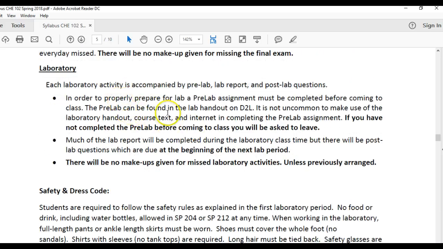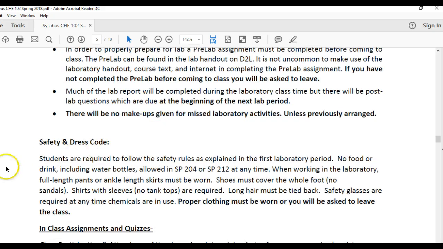Laboratory, there are labs, which I'll show you. I have one lab posted, or a few labs posted already online, but I'll kind of show you the labs. There are pre-lab assignments you got to do, and then you got to do a post-lab.